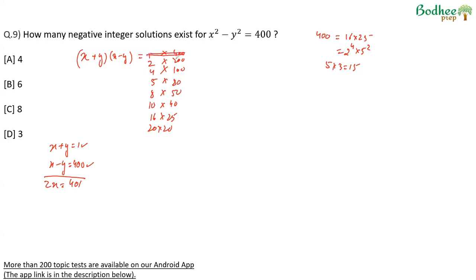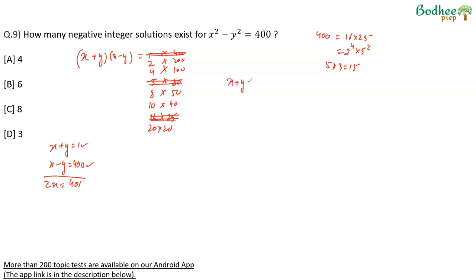So 1 and 400 go away, 5 and 80 go away, 16 and 25 go away. One of the numbers even, one of the numbers odd, that will not work for me. We will not have a case where both the numbers are odd, because odd into odd cannot give us 400.